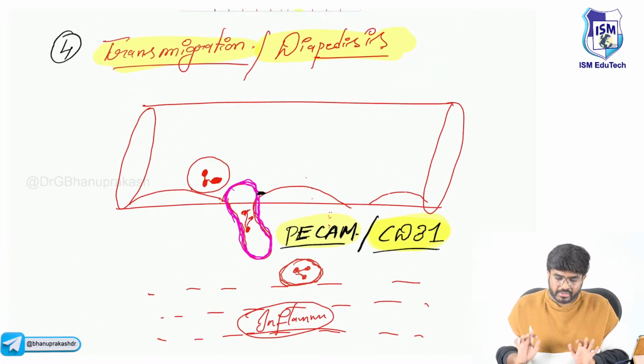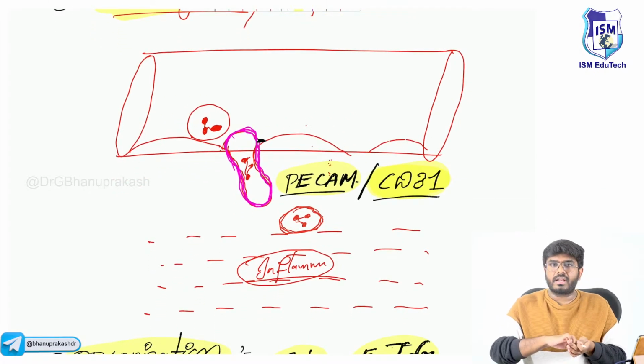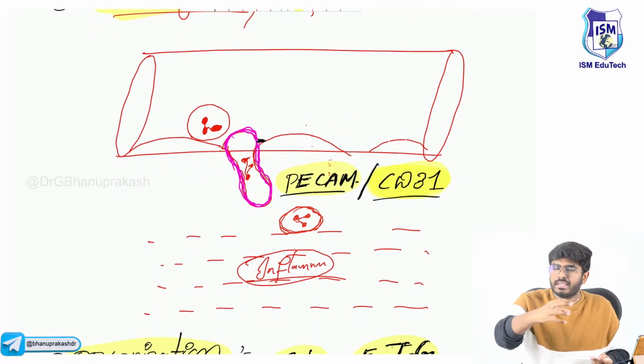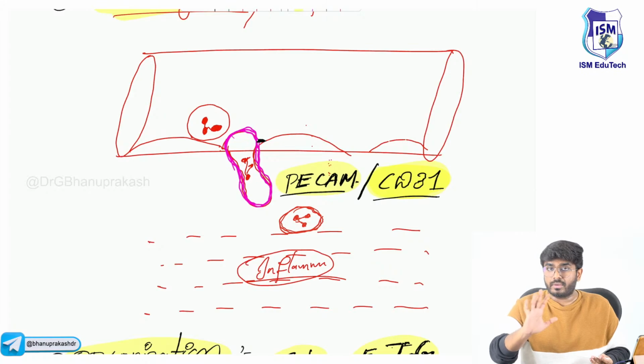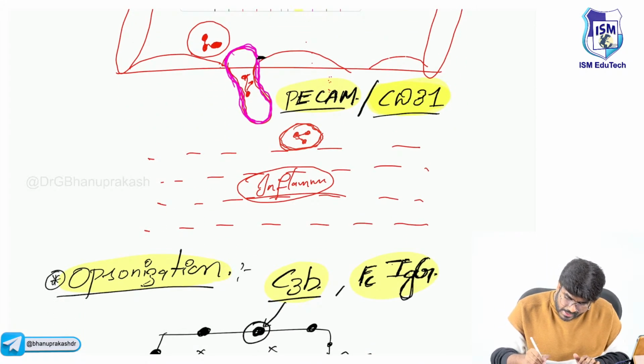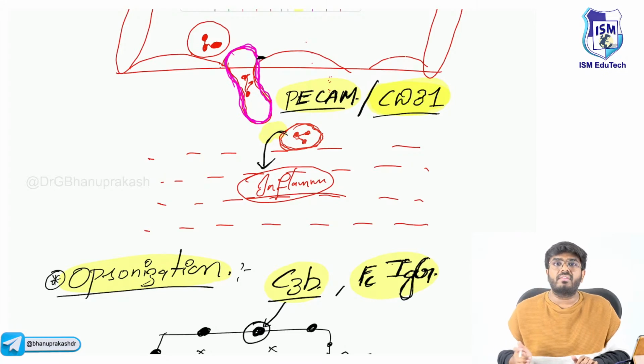Now let's come back to our topic. Transmigration completed, sir. The WBC came into the tissues, out of the blood vessel. Now what should happen? This WBC, the neutrophil, has to go to the area of inflammation.